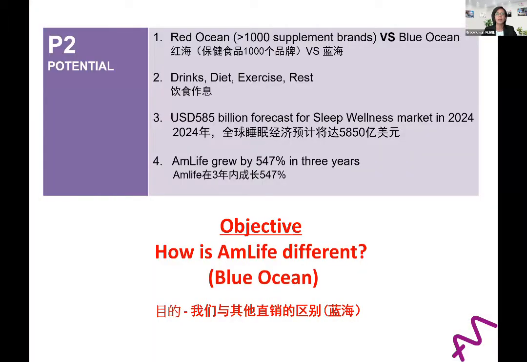Okay. Next, after P1 comes P2. So P2, what is it? It's our potential. This is something that I'm sure most of you are very familiar with. We talk about the red ocean versus the blue ocean, and the 4 pillars of health: drinks, diet, exercise, and rest. And its potential, the huge potential of $585 billion for this sleep market, and how MLife has grown 500% in just 3 years. So the objective is to show how MLife is different. Okay, so P2 is very straightforward. Why are we different?